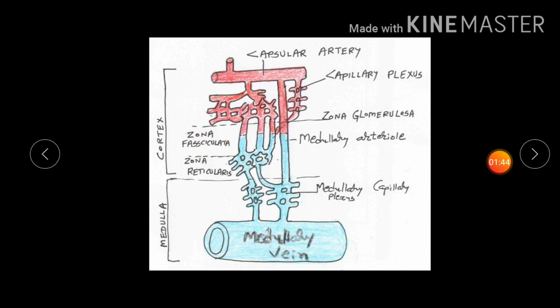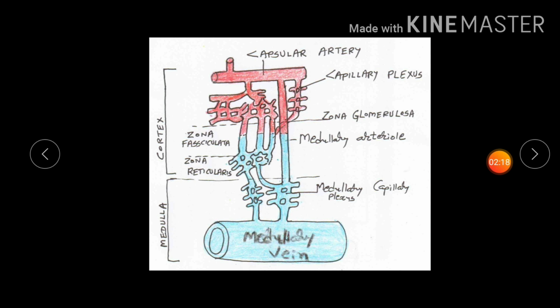Another channel is by the medullary arteriole, which goes directly to the adrenal medulla, forming the capillary venous plexus there without giving any branches to the cortical area. So you can see this medullary arteriole forms a capillary plexus within the medulla, and from this capillary venous plexus there is venous drainage into the medullary vein.